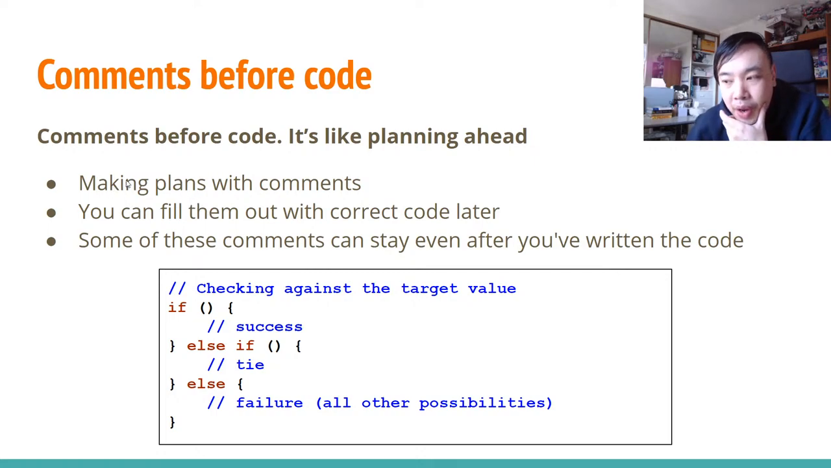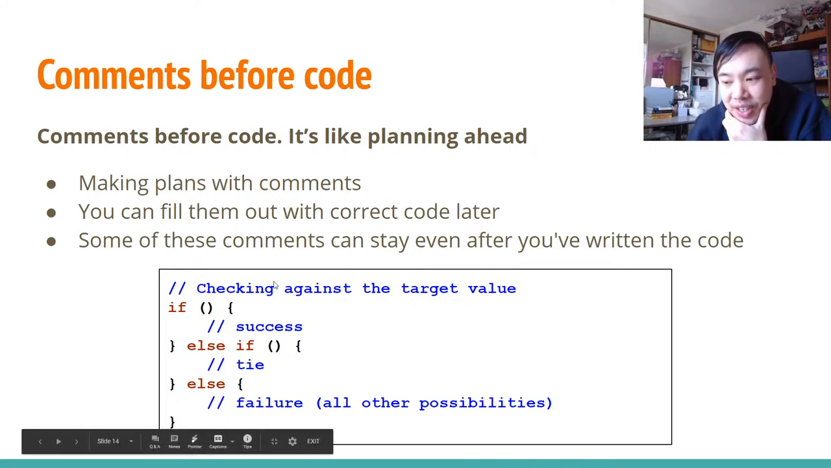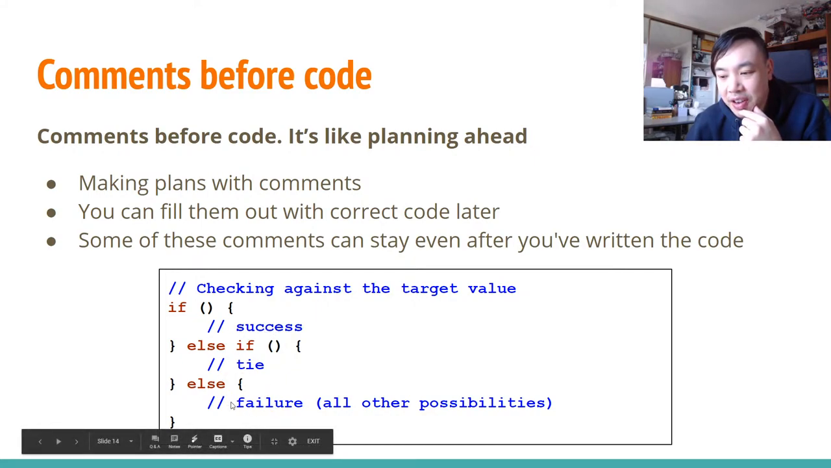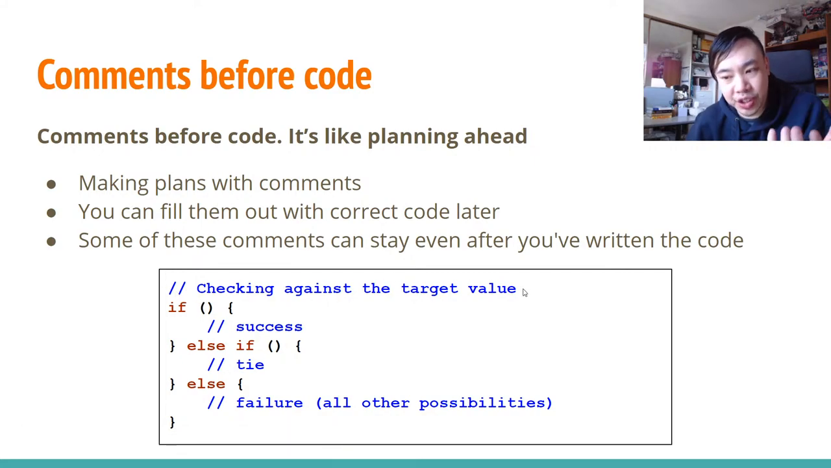This is what I was talking about. You can plan ahead with your comments. So for example here, me looking at the idea of a success, a tie, and a failure. This was one of the challenges I gave you at the very beginning. I can write the comments in here saying these are the things that I want to put inside these if statements. And then after that, I can fill these out to make sure they line up with the thing that they're going to be. And I can say this paragraph is checking against the target value. That will remind me that I'm checking the total against the target in each of these if statements.